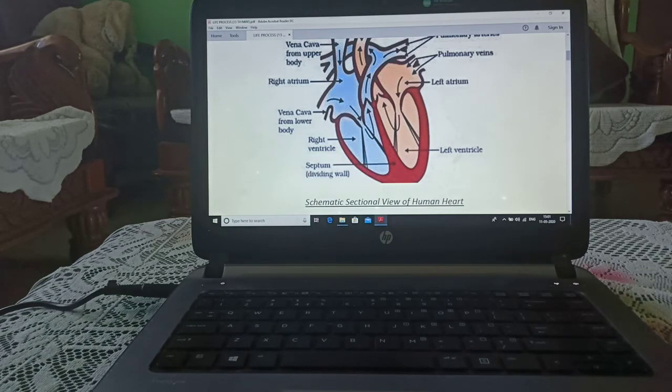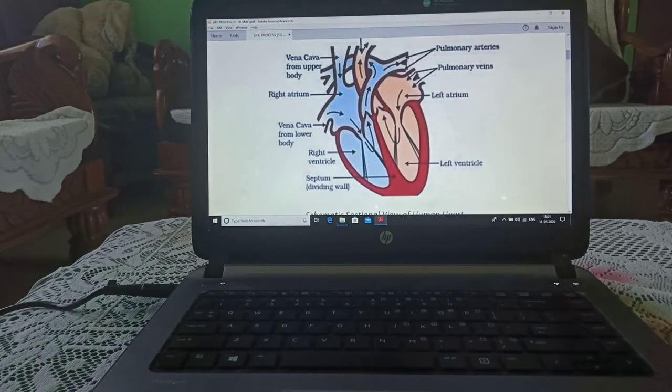From here it goes to the right ventricle. From here it goes to the lungs for purification of the blood, and the purified blood with the help of the pulmonary veins comes to the left auricle, then the left ventricle, and from here through the aorta to different parts of the body.